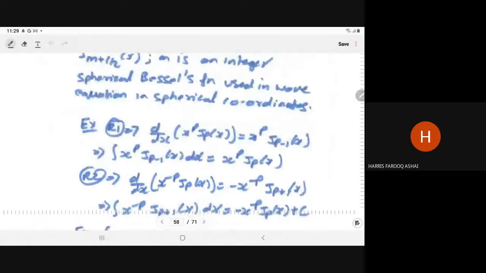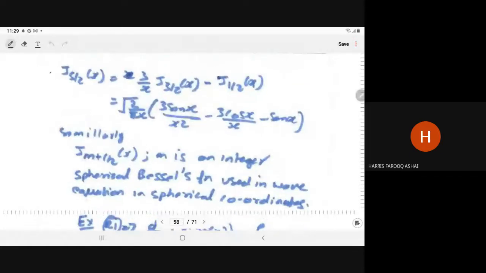Similarly, if you have to compute the value of j 5 by 2, just you have to put p is equal to 3 by 2 in R6. So you will get 3 upon x, j 3 by 2 x minus j 1 by 2. Now you have the values of both j 3 by 2 and j 1 by 2, so you will get this relation. So here we can determine of any order, right? J m plus half, m can be any positive or negative integer, right? So here j m plus half, m is an integer.